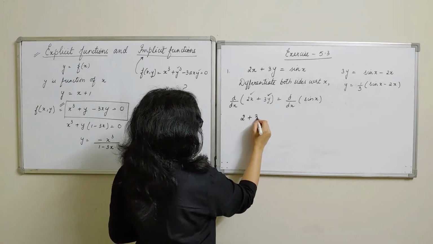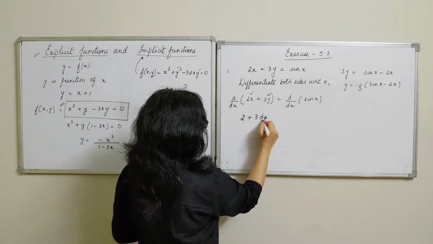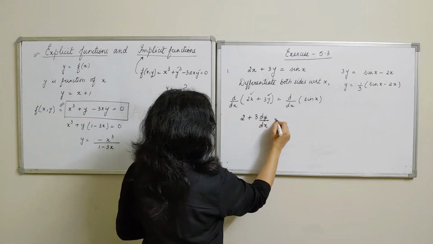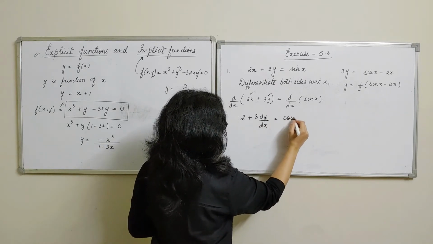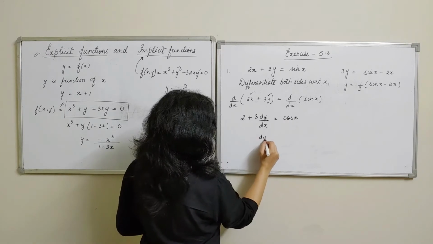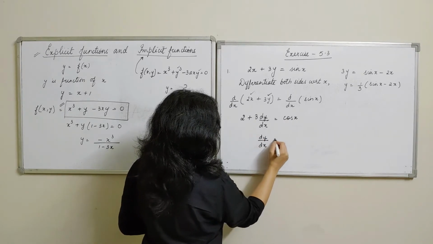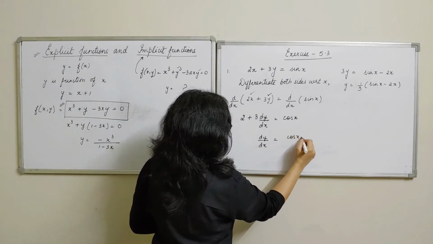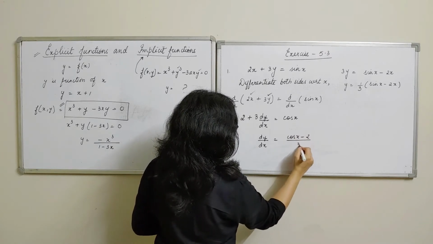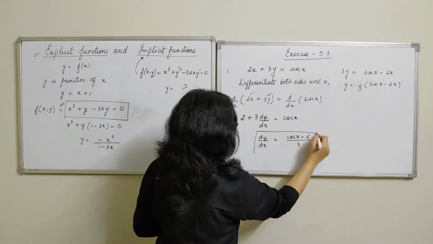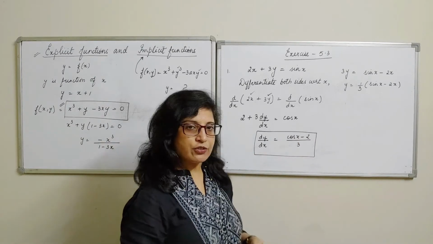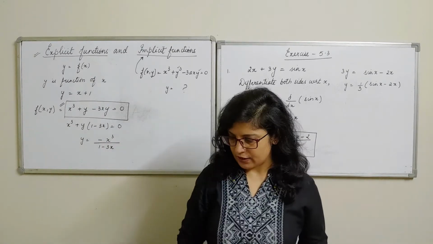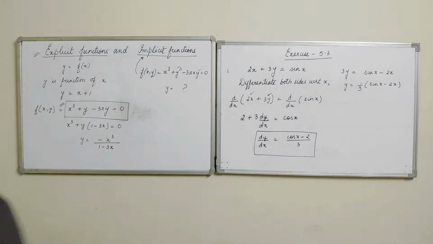Differentiating the next term, 3 is a constant, so differentiating y, we get dy by dx. On the right side, this is a standard sine function, so the derivative is cos x, and hence we are able to find dy by dx, which is (cos x minus 2) upon 3. This way we are able to find dy by dx. Now let's try out more questions from this exercise.